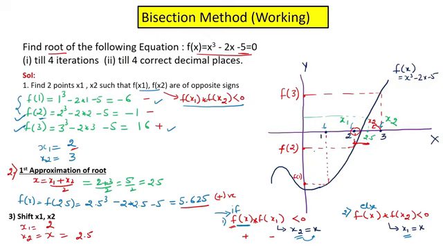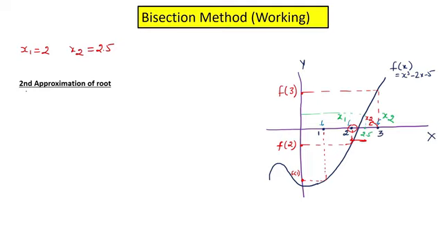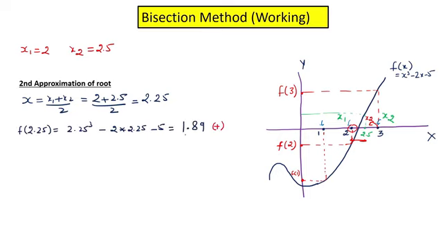Now I will move to the second iteration and I will take x1 as 2 and x2 as 2.5. So now let's start my second approximation of the root. So again, I have to find the midpoint. After putting the values, I got 2.25. Now in the third step, you know that you have to change x1 and x2. So before that, you need the value of f of x, that is the value of f of 2.25. So let's calculate that. I got the final value as 1.89.